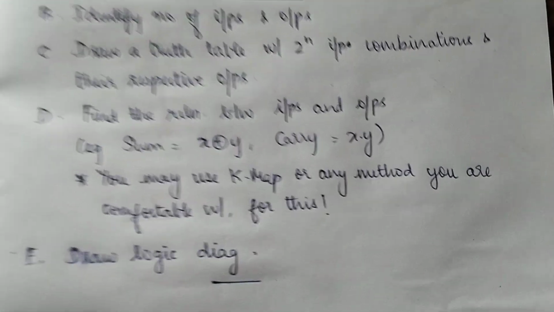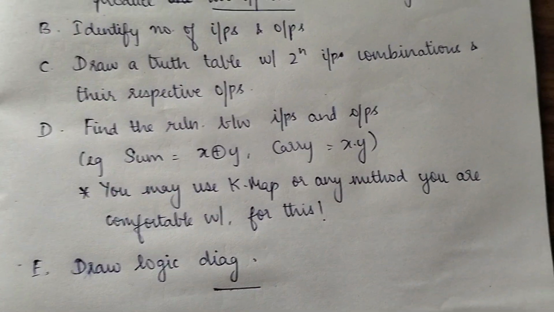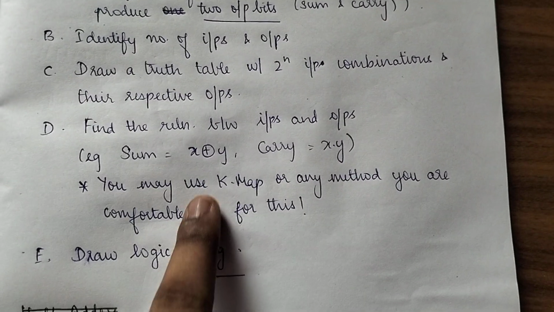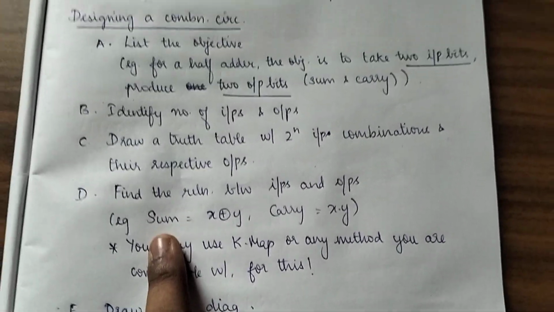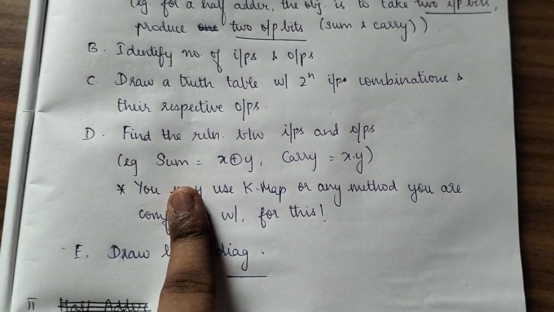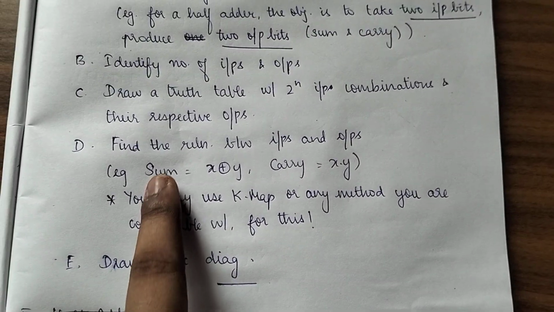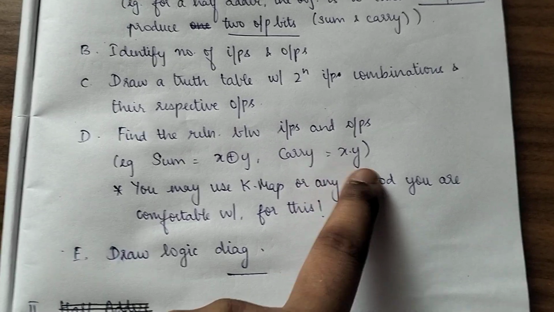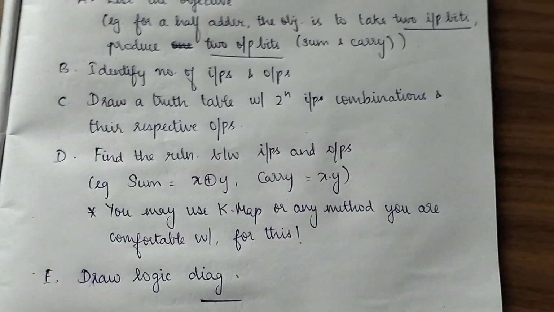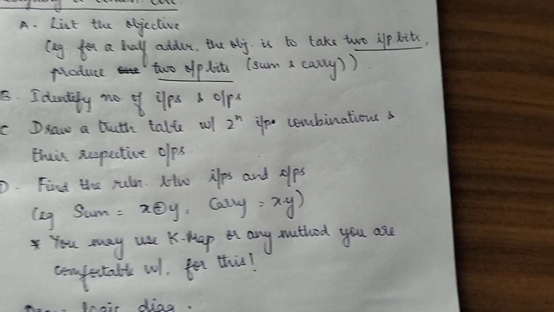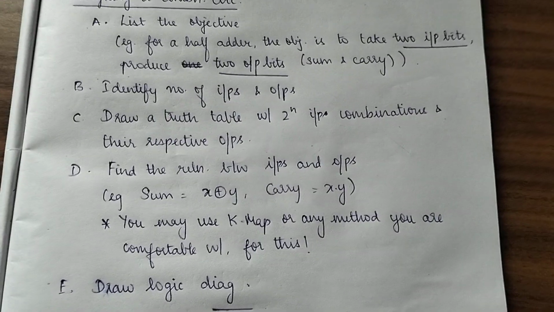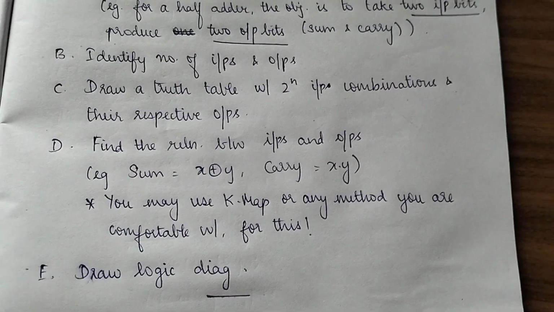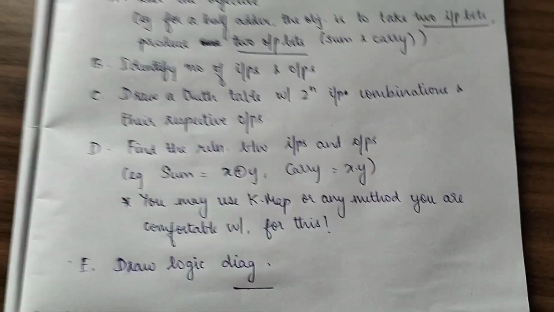Now using this truth table, we find the relation between the inputs and outputs. So we'll be deriving this soon, but if you try this out for the half adder example, when you have x, y, sum and carry, you will get the expression sum equals x XOR y and carry equals x AND y. So how do we derive this? We can use K-map or Quine-McCluskey method or any other method that you are familiar with to derive an expression from a truth table. Finally, once you have the expression, you just have to draw the logic diagram.